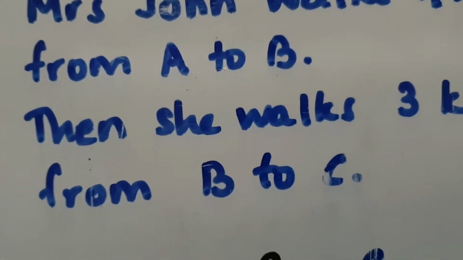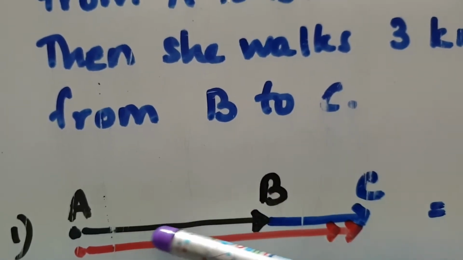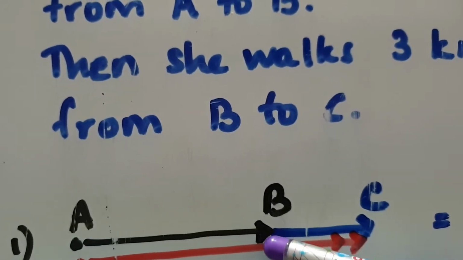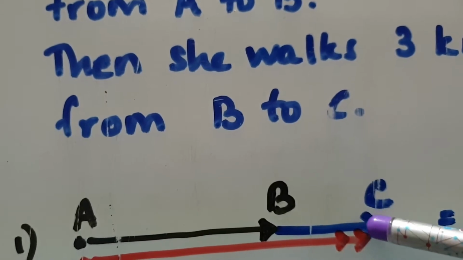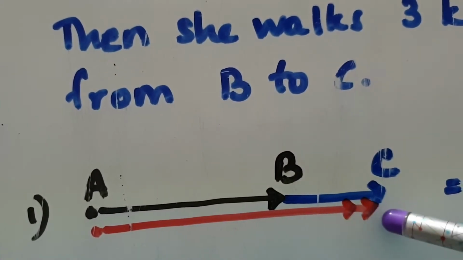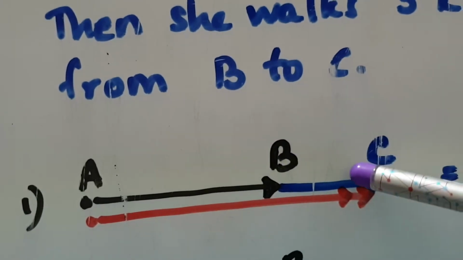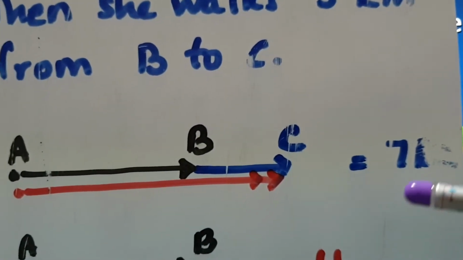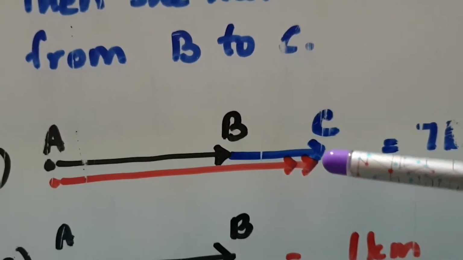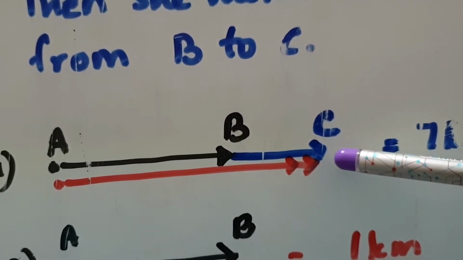So suppose she walks in the same direction from A to B and then from B to C. The black arrow is a vector, a 4 kilometer vector in the direction Mrs. John's walking, and then B to C is the other one. When you add vectors, you add them head to tail, and the resultant vector goes from start to finish. So this red one is the resultant, the black is the first one, the 4 kilometer vector, and the blue is the 3 kilometer vector. When you add them, you get 7 kilometers. So in this case, the distance and displacement are the same because there's no change in direction.